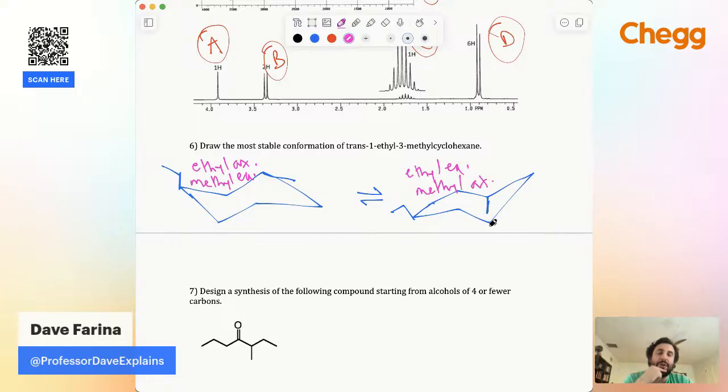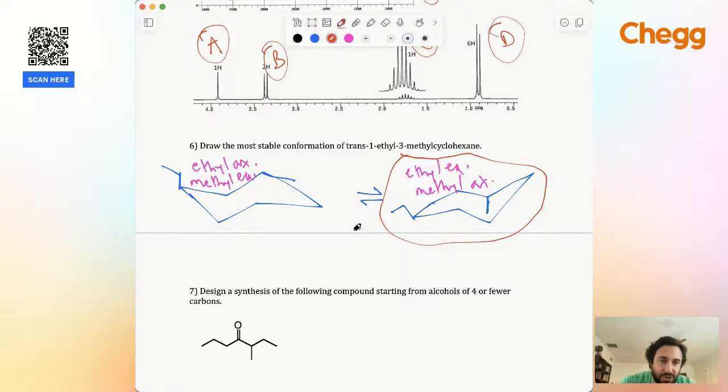axial. So the bulkier the group is, the higher the premium there is on getting that in the equatorial position. And so this is more energetically favorable right here. We've got the ethyl equatorial and the methyl axial. That is better than having the ethyl axial and the methyl equatorial. That will be a lower energy conformation.